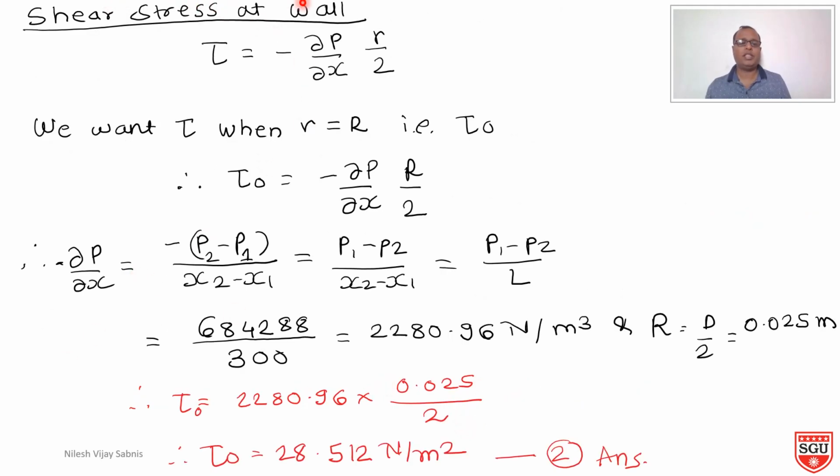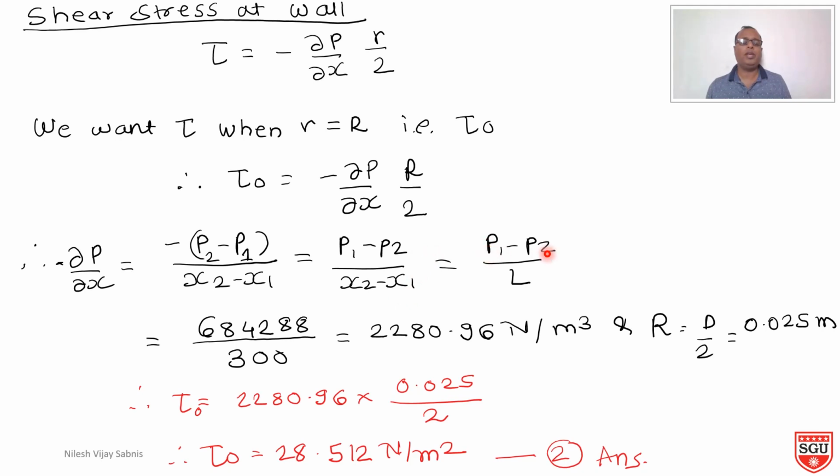Then we have to find out shear stress at the wall. We know the shear stress distribution equation, tau is equal to minus dou p by dou x into r by 2. We want to find out tau when r is equal to capital R, that is tau 0, at the wall. So replacing small r by capital R, tau 0 is equal to minus dou p by dou x into R by 2. Here we want to find out dou p by dou x. Minus dou p by dou x is equal to minus into bracket p2 minus p1 divided by x2 minus x1. Removing the effect of minus sign, it is p1 minus p2 divided by x2 minus x1.